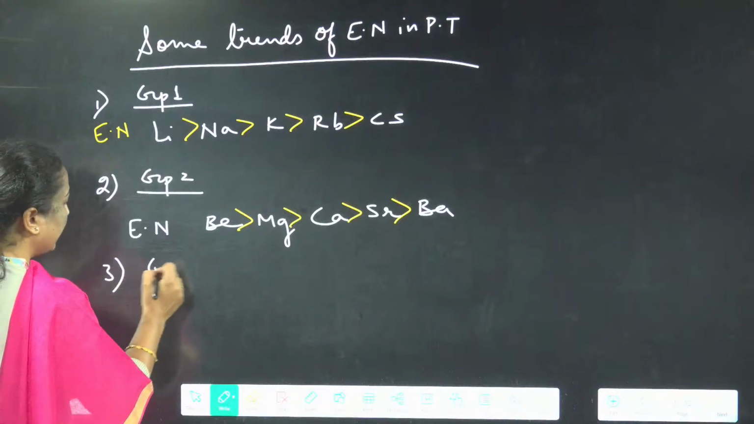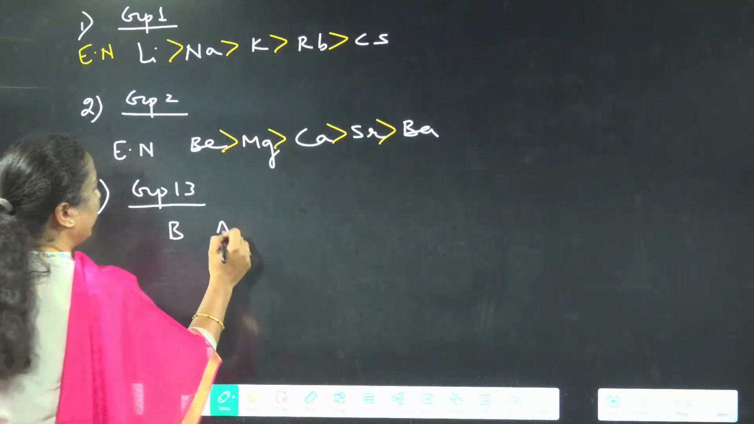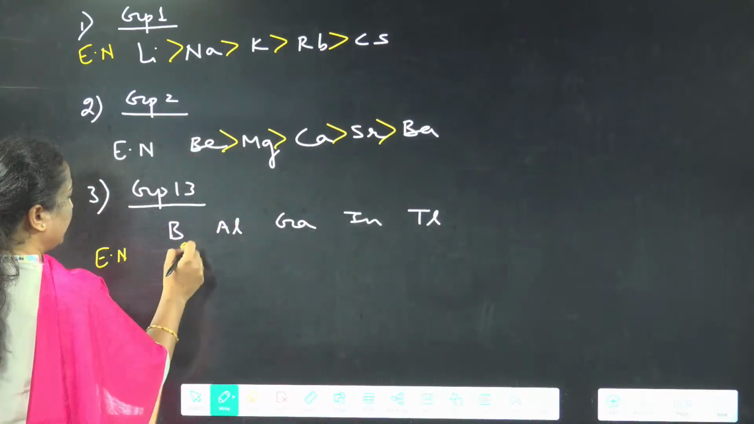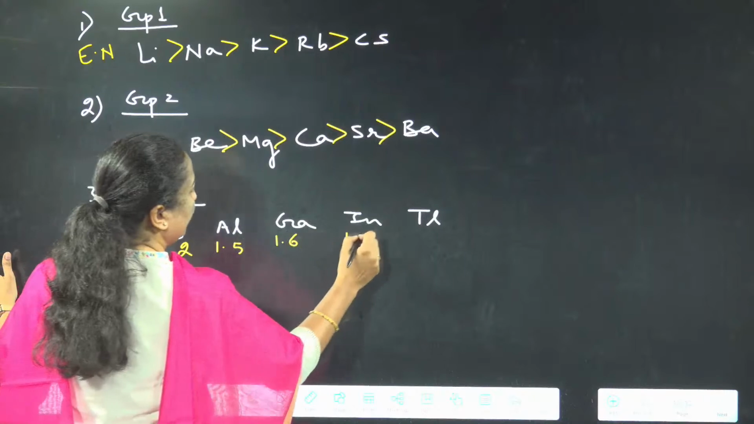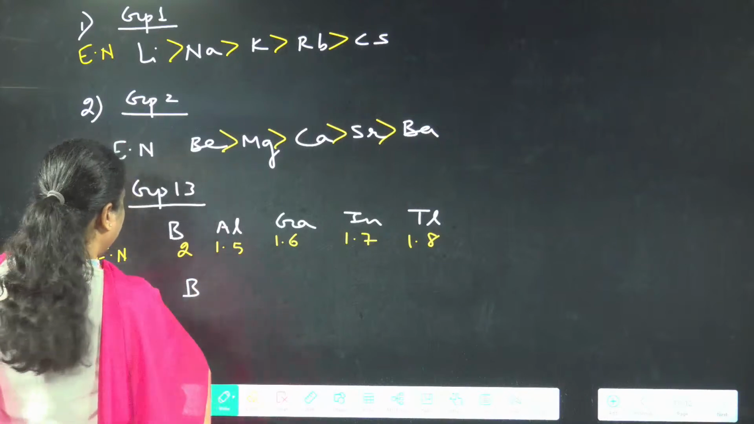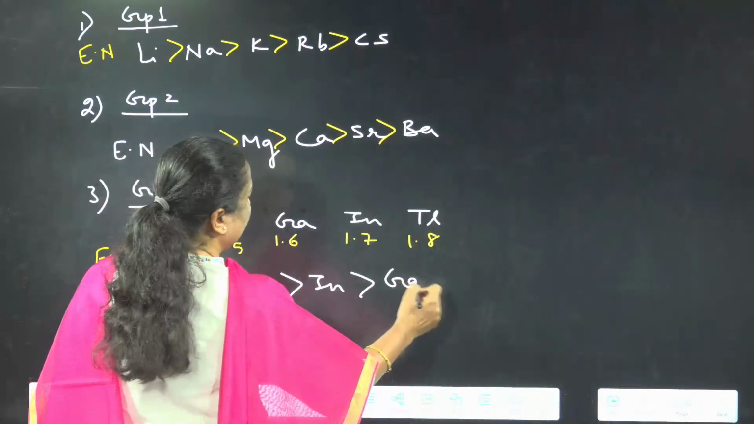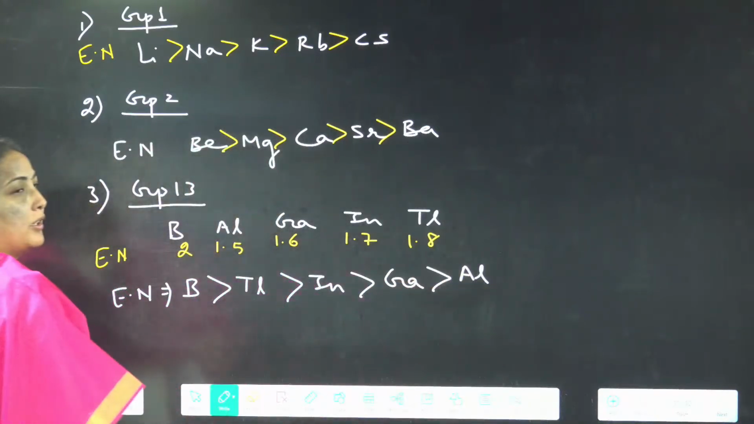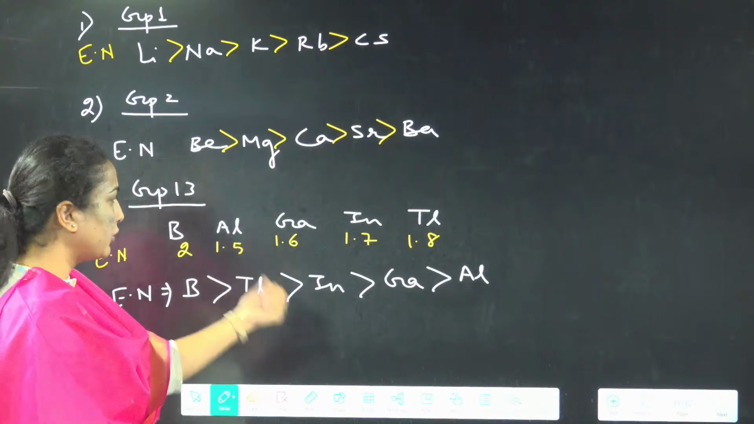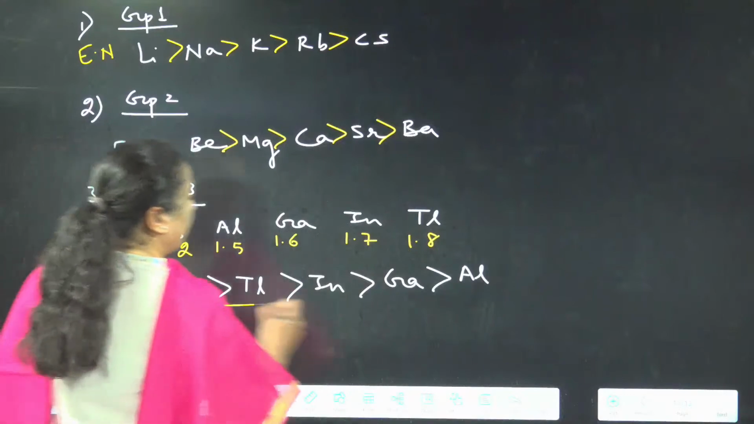Then comes the culprit, which is group 13. In group 13, boron, aluminium, gallium, indium and thallium, the electronegativity values are 2, 1.5, 1.6, 1.7 and 1.8. Normally it should decrease, but the electronegativity order here is boron, then thallium, then indium, then gallium and then aluminium, right? So the maximum irregularity comes here, because of the poor shielding effect of d subshell electrons, and here again because of the poor shielding effect of 4f subshell electrons, right?